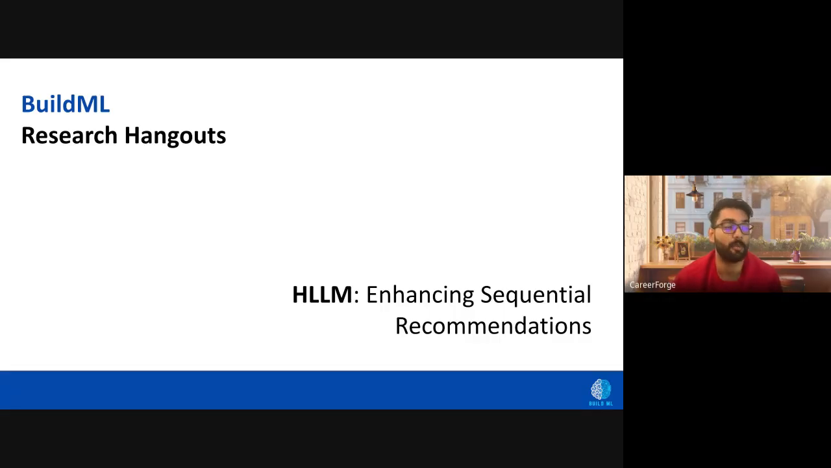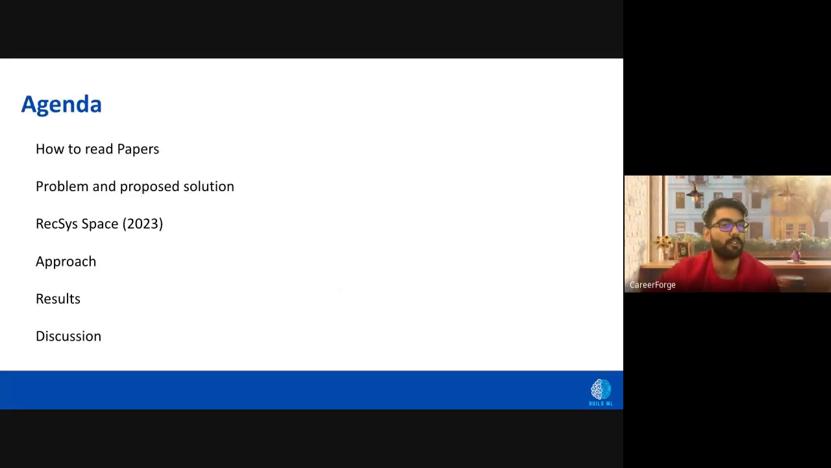sort of between LLMs and recommender systems. So a quick rundown of our agenda for the day. We're going to be starting with the typical how to go about and read research papers, then go into this specific paper, the problem and the proposed solution within the paper, then quickly cover the recommender system space as it is up until I would say 2023.